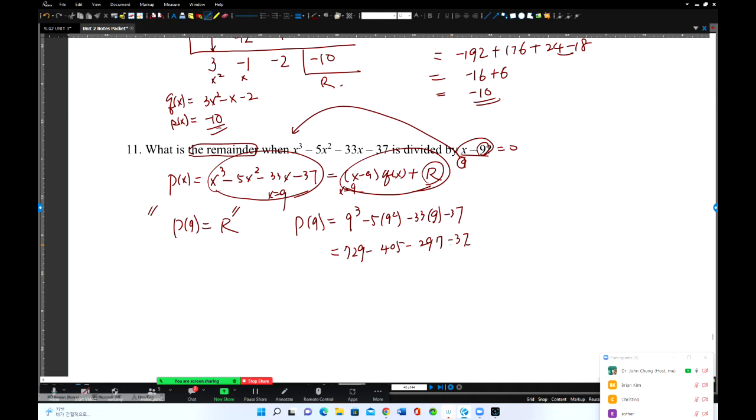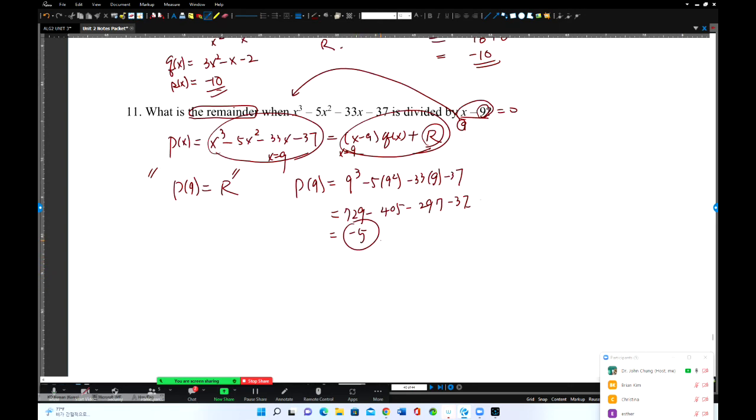Okay, I'm going to use a calculator this time, so I'm not going to make a mistake. 729 minus 405 and minus 297 and minus 37. The remainder is what? Negative 5. Okay?